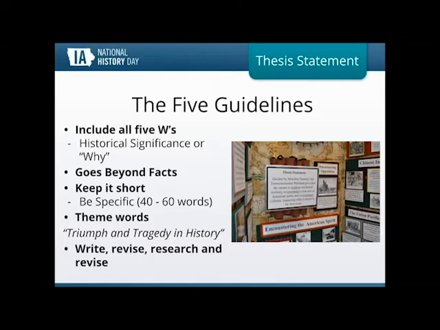The thesis statement should hover between 40 to 60 words. Too short and there's not enough information to explain the argument. Too long and too many details have been included. So we want to keep it short, sweet, and to the point. But I also want you to keep your category in mind. For example, if you're creating an exhibit, you only have around 500 student-composed words. So it doesn't make sense to use up 100 of your words just on the thesis statement.